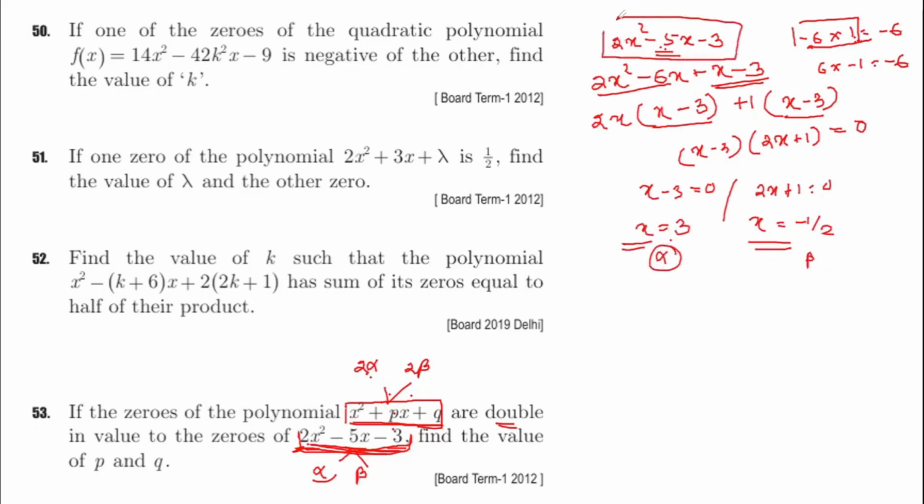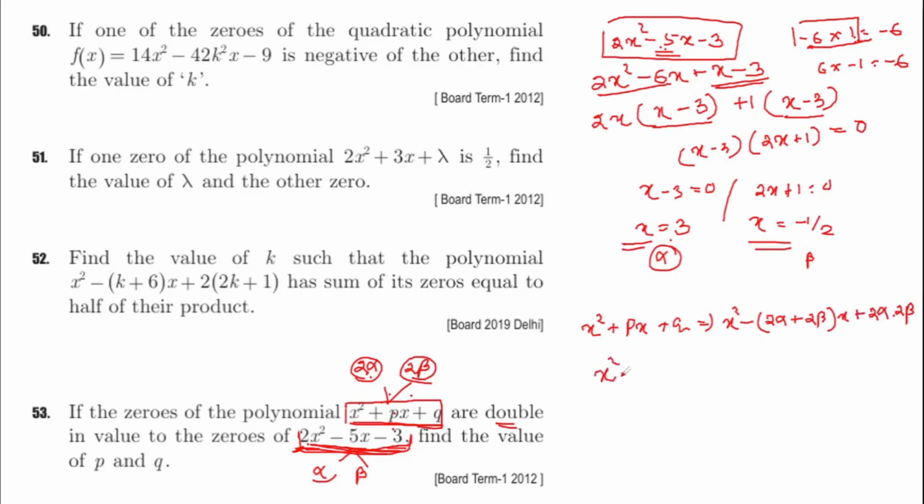But we have another polynomial. So we have the new polynomial as x square plus px plus q. Now if we want to write the polynomial in terms of its zeros, we can write it like this: x square minus sum of zeros, but here the zeros are 2 alpha and 2 beta, so we can write 2 alpha plus 2 beta into x plus product of zeros, that is 2 alpha into 2 beta. Okay?